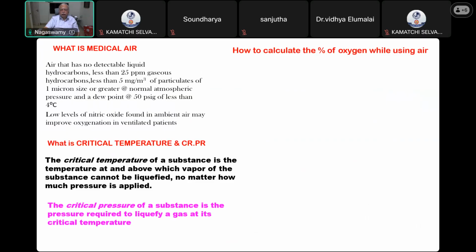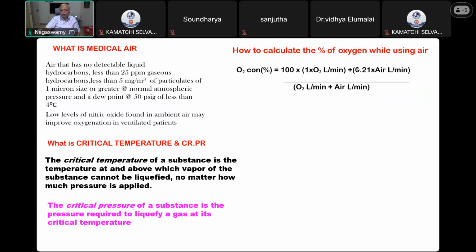When we are using nitrous oxide, we know when we keep 2 liters of nitrous oxide and 1 liter of oxygen, we know we are giving 66% nitrous oxide and 33% oxygen because the total flow is 3 liters. Out of that, one part is oxygen and 2 parts is nitrous oxide. So we can easily calculate it is 2:1 ratio. So we know 66 and 33. Whereas when you use oxygen and air, the oxygen concentration you have to calculate using this formula.